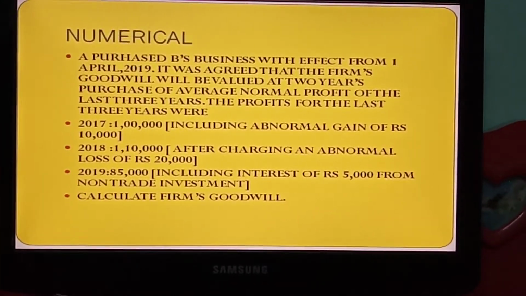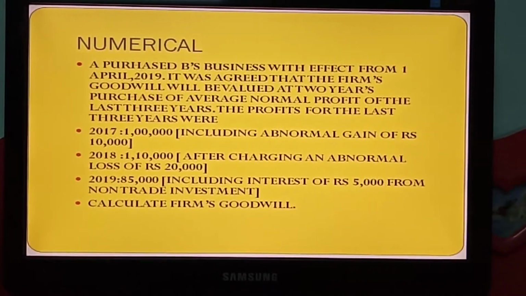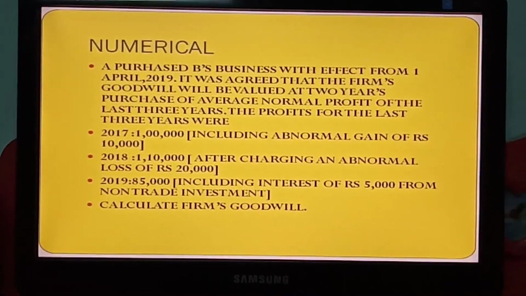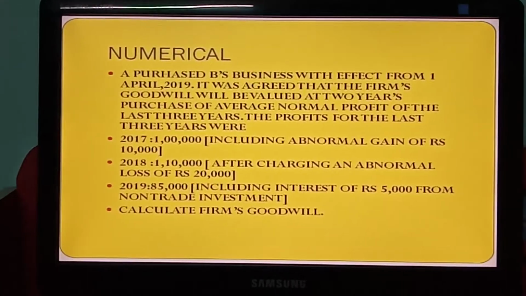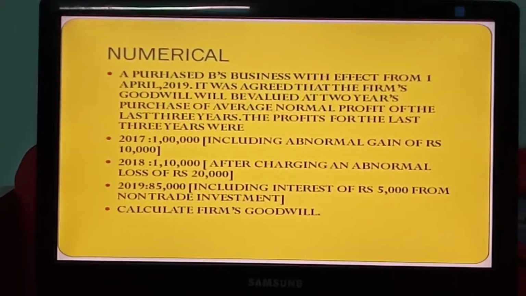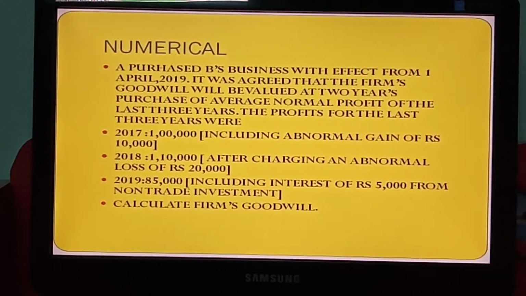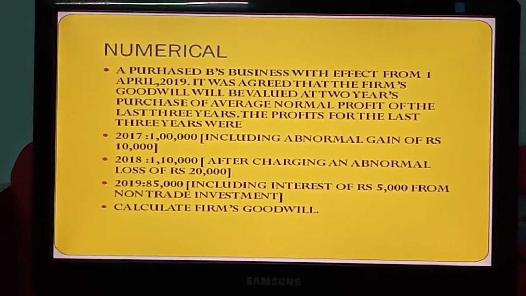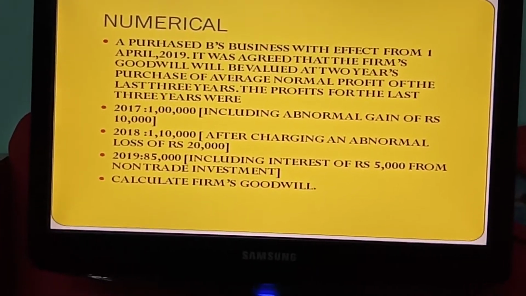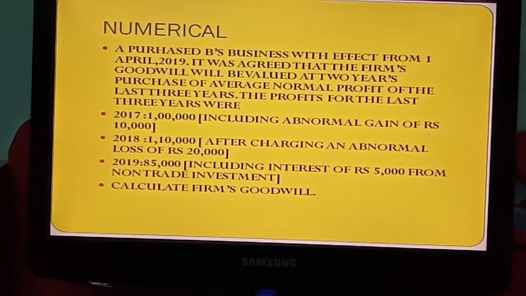In the year 2017, the profit is 1 lakh, which includes an abnormal gain of rupees 10,000. It has to be deducted from this. So 1 lakh minus 10,000 will be 90,000. In the next year, the profit is 1,10,000, which is after the abnormal loss of rupees 20,000. This abnormal loss has to be added back to the profit. This will give a new, normal profit: 1,10,000 plus 20,000, that will be 1,30,000.